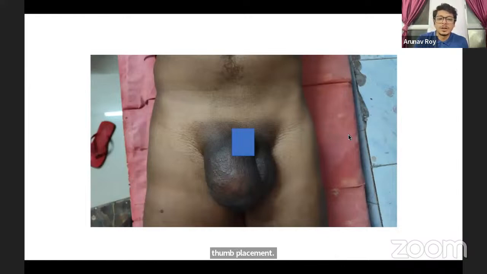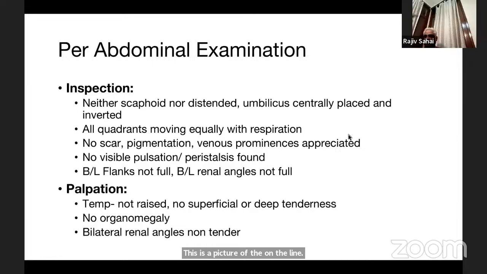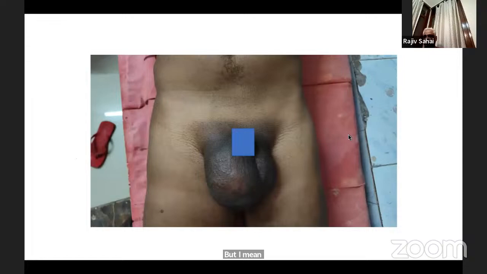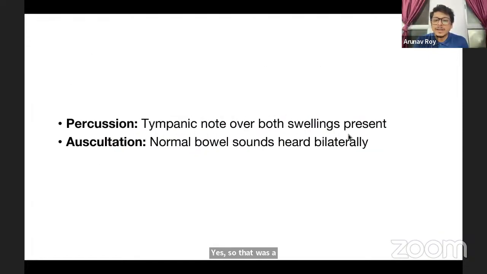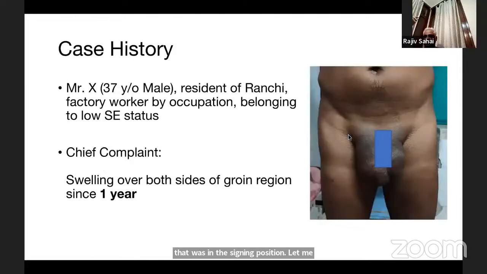So this is a picture of the hernia in the lying position. You had a different abdomen exam picture in the beginning. Was the picture different in the beginning? Yes, sir. That was in the standing position, sir. Yeah, here the thing looks much larger. Anyway, go on.